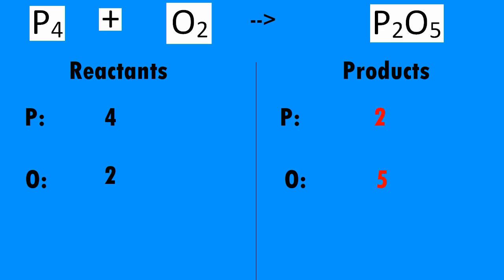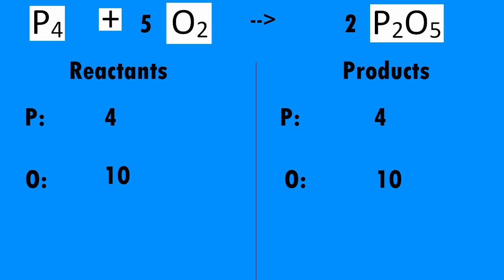So, in order to balance this, we must put a coefficient on the reactant side of 5 in front of O2. This gives us 10 atoms of oxygen on the left side. In order to get 10 atoms of oxygen on the right side, we add a coefficient of 2. Now, this gives us 10 atoms of oxygen on the right side. Therefore, the amount of atoms of oxygen on each side is equal.